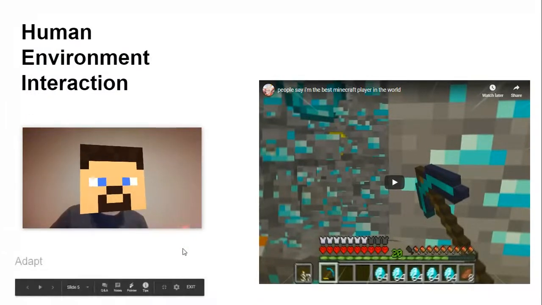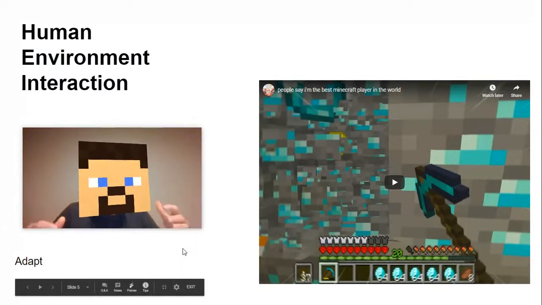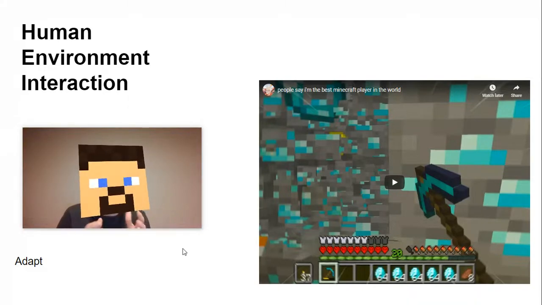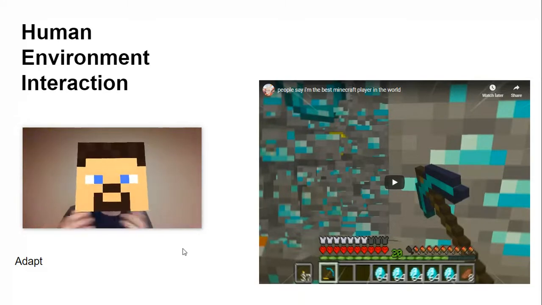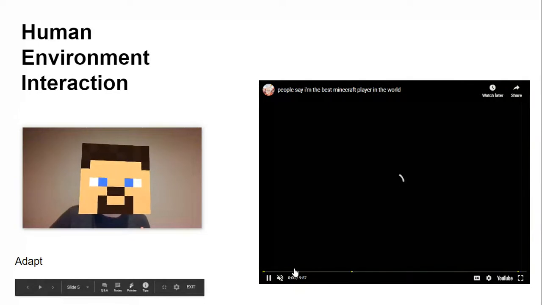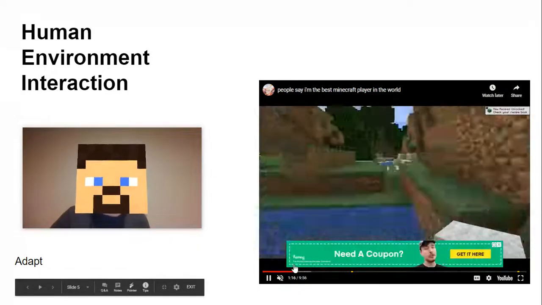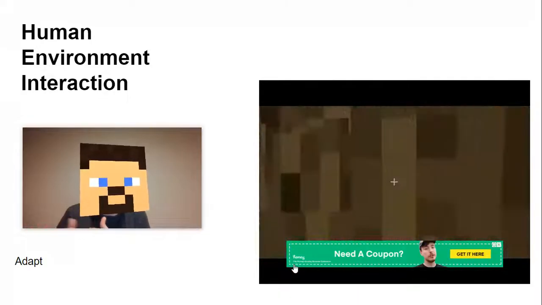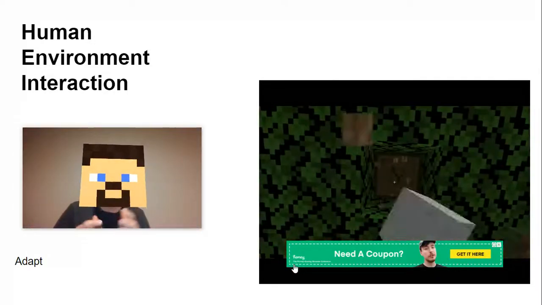Well, what does that mean? Well, that's how humans interact with their environment. So Minecraft is a great example of this because you are constantly interacting with your environment. For example, you have to adapt to what environment that you're in. Let's check this video out for example. So, depending on where you are and the resources that you have at your disposal, you're going to be able to adapt and build things.